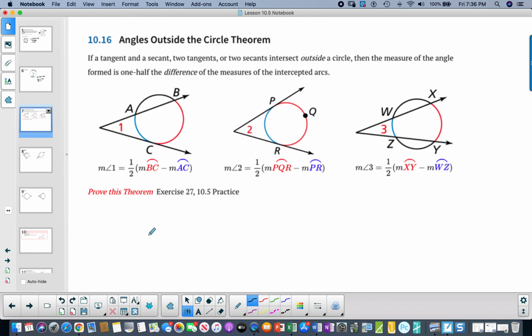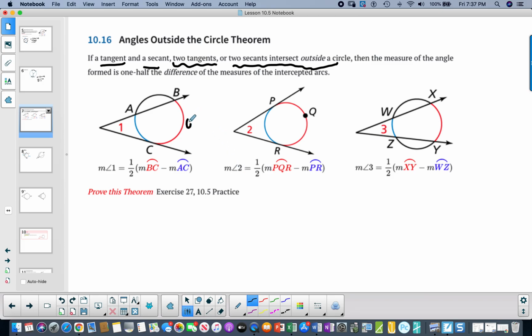The next theorem I'd like to talk about is the angle with a tangent and a secant, or two tangents, which is this case, or two secants. And they all have something in common. They all intersect outside a circle. When that happens, the angle formed is 1/2 the difference of the measures of the intercepted arcs.